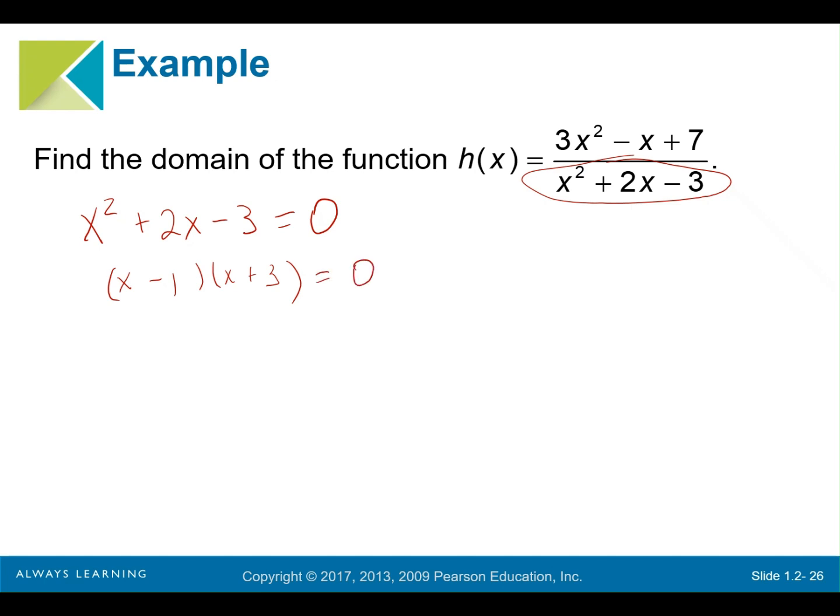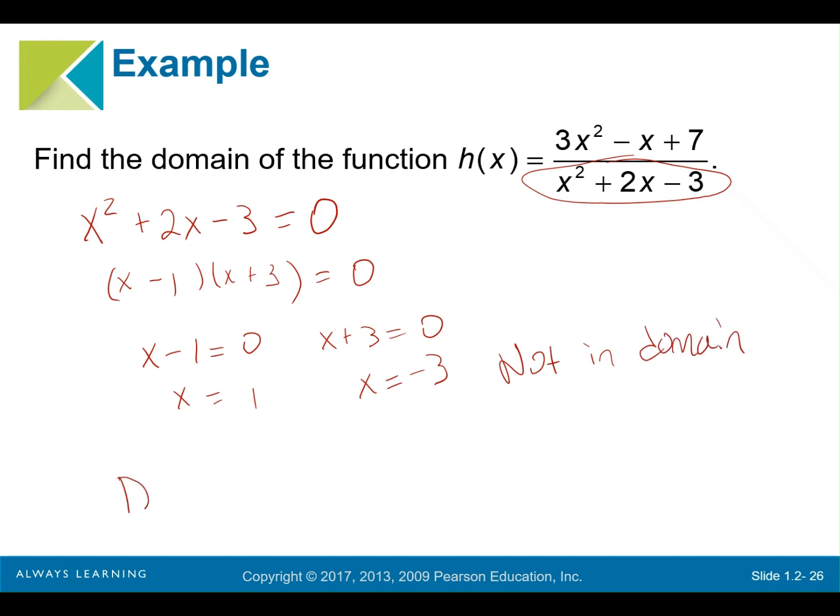Okay, so I set this equal to 0. Then I'm going to set each term equal to 0 to find my zeros. x plus 3 equals 0. Okay, I add 1 to both sides and I get x equals 1 over here. If I subtract 3 from both sides, I get x equals negative 3 over here. Which means those are the two x values that are not in the domain.